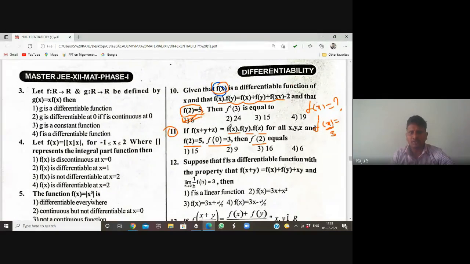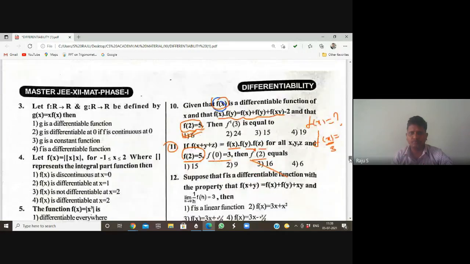I want to do one thing here, f dash of 2 they ask me. F of 2 already they given 5. So I want to take x is equal to 2, y is equal to 0, z is equal to 0. But do see it clearly here, f of 2 already given.